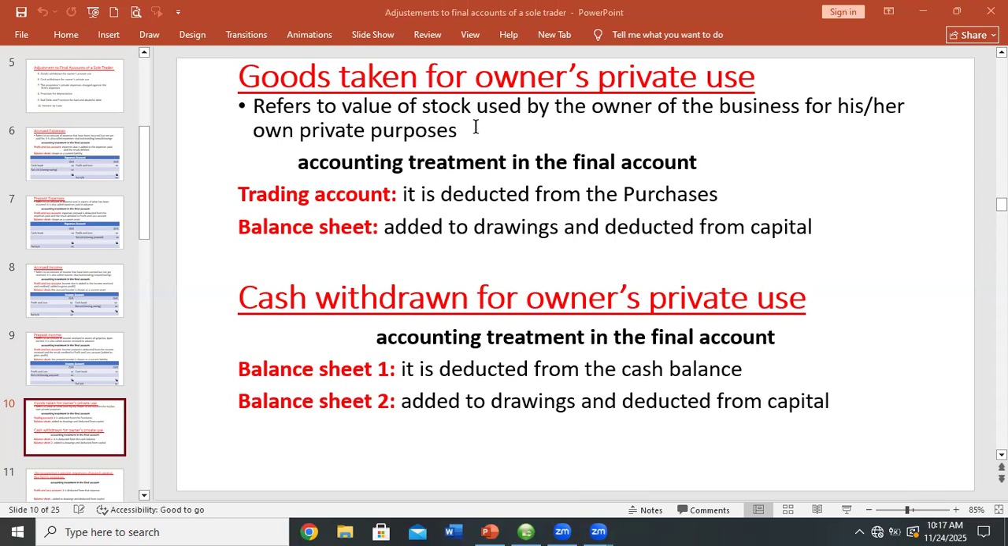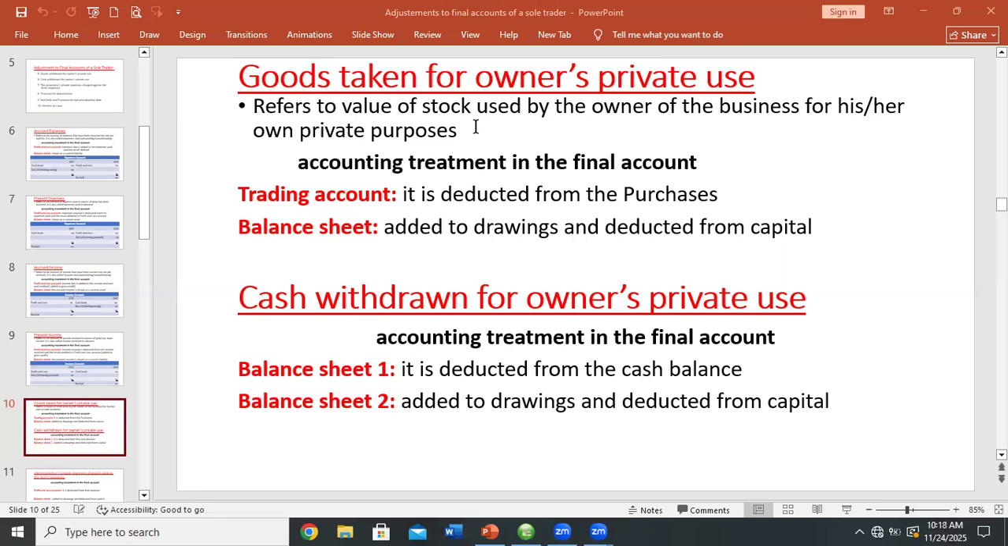Goods taken for owner's private use refers to value of stock used by the owner of the business for his or her own private purpose. Accounting treatment in the final account, trading account, it is deducting from the purchases. Balance sheet, adding drawings and deduct from capital.